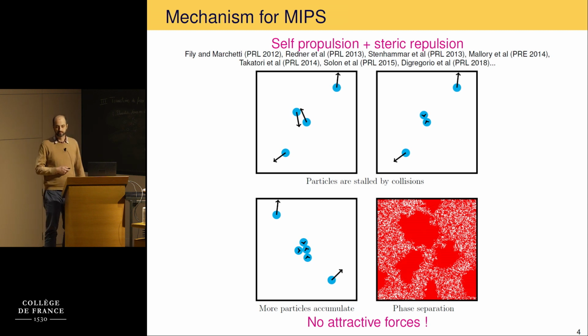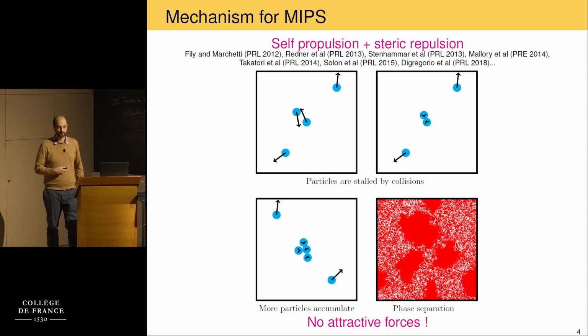Why don't they rotate and go away from the cluster? At some point, they will rotate and go away. But so your mechanism assumes that the rotation is slower than the time it takes to aggregate new particles? Exactly, they have to be persistent enough for this mechanism to operate. Otherwise, you don't have phase separation.